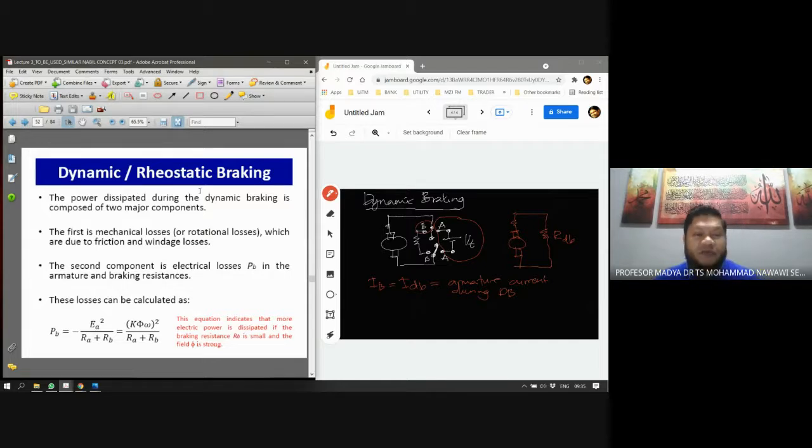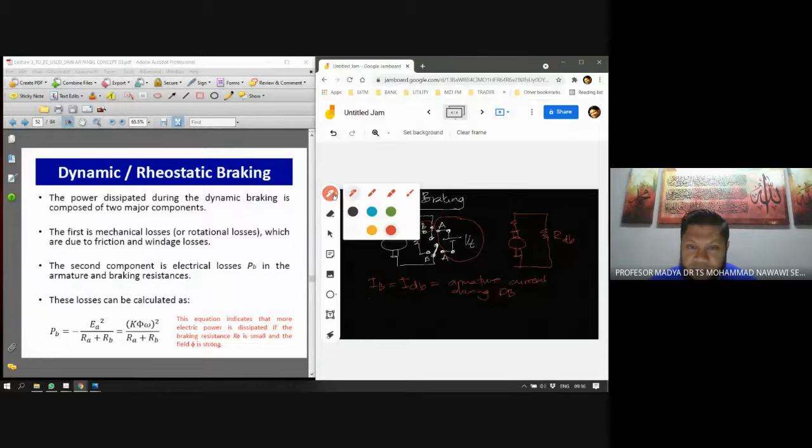So the power dissipated during the dynamic braking is composed of two major components. The first is mechanical losses, which are due to friction and windage loss. The second component is electrical losses, PB or PDB, in the armature and the braking resistance. These losses can be calculated as follows. If you want to look at the losses, we start with the equation PB equals omega T, isn't it?